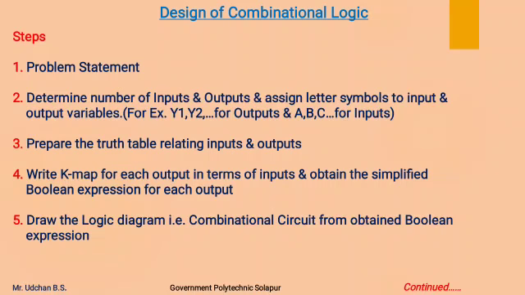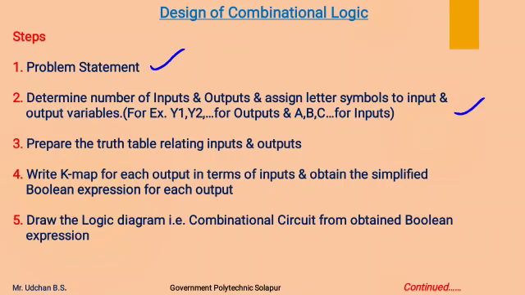These are the steps which we are going to consider while designing a combinational logic circuit from a given problem statement. First of all, we understand what the problem statement is. From that problem statement, we are going to determine the number of inputs and outputs and assign letters or symbols to the input and output variables. For example, y1, y2 will be the output variables and a, b, c are the input variables.